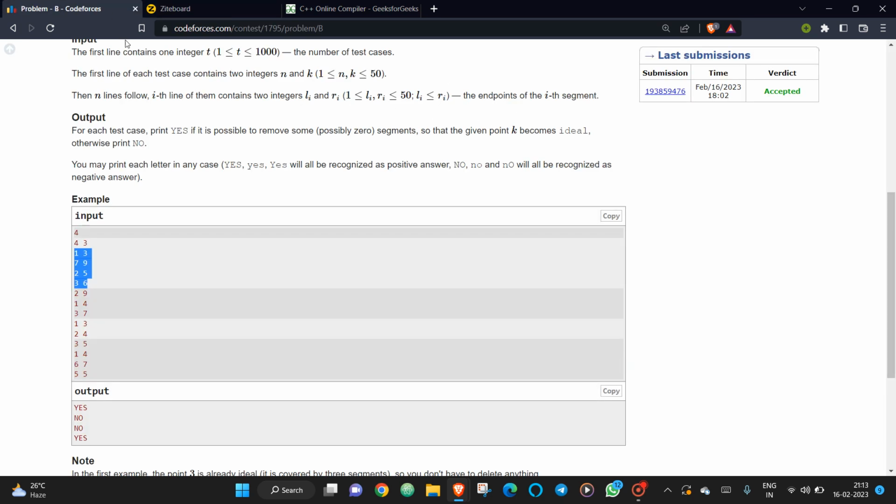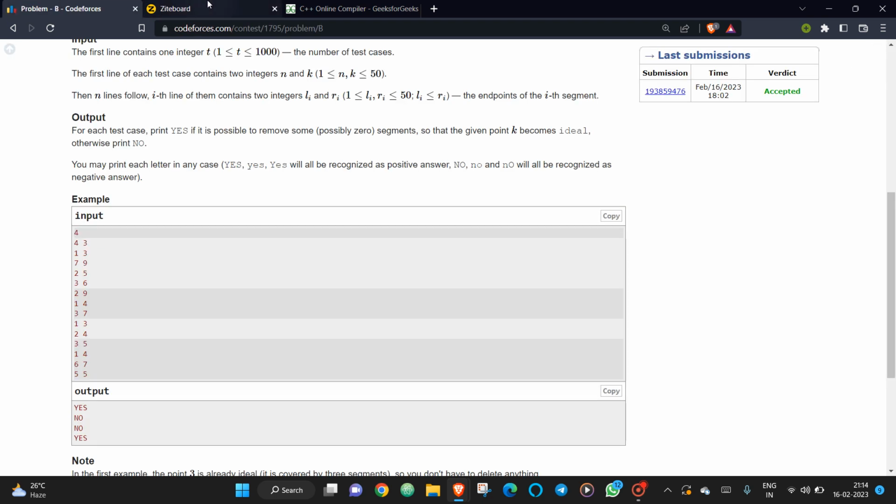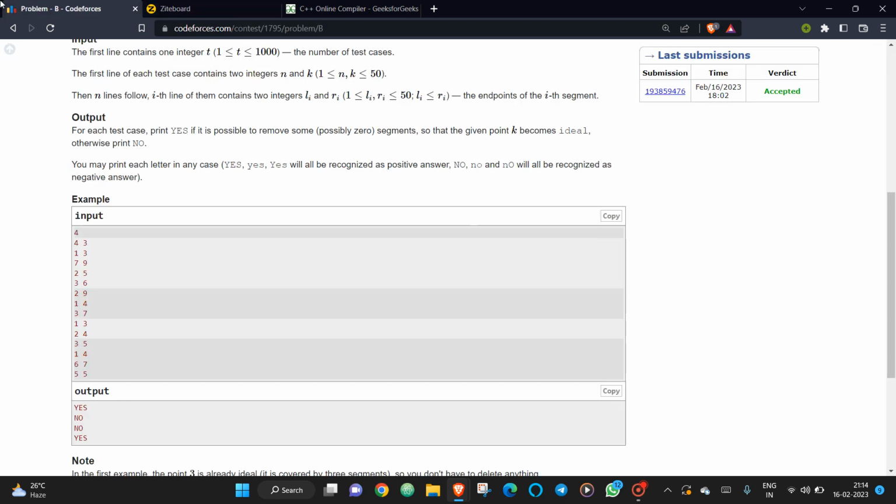What are those ranges? They are 1 to 3. I'm just marking it in the coordinates: 1 to 3, and 2 to 5, and then 3 to 6, and 7 to 9. So these are the four segments that are given to us.